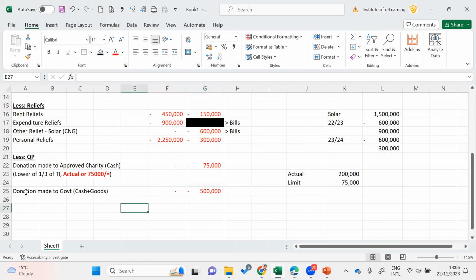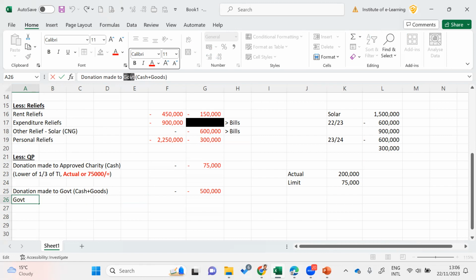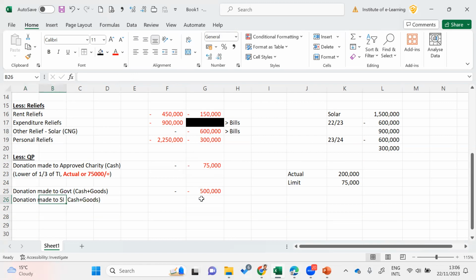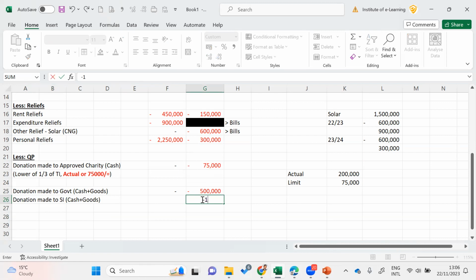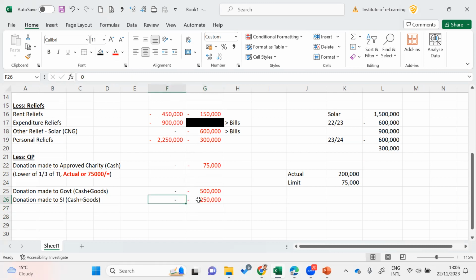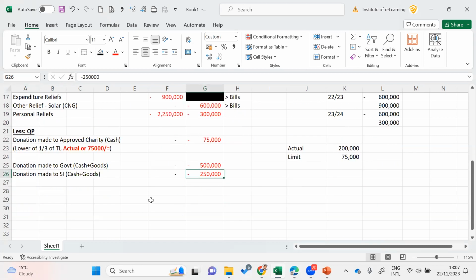But there are some other reliefs, the qualifying payments as well, which I will not discuss. Donation made to government and specified institutions. There are some specified institutions, like the National Kidney Fund, and even universities come under this. Let's say you have donated 250,000 to the University of Jayapura. I will also take it in the second period because the first period tax rate is lower than the second period. Therefore, I will claim all deductions in the second period.